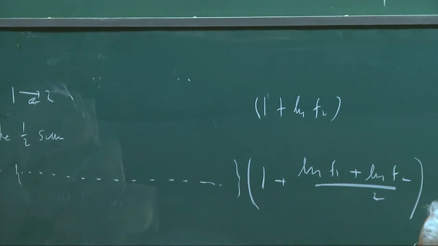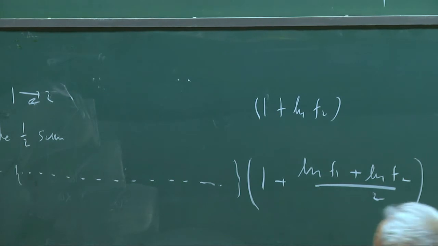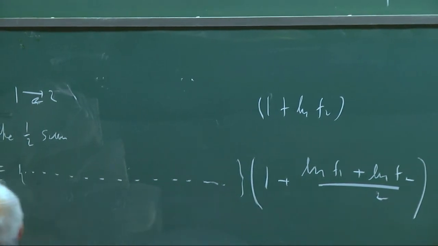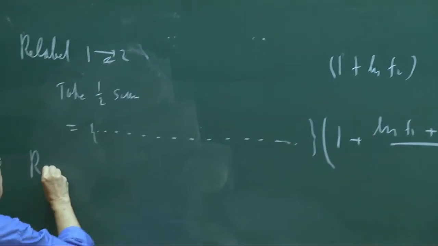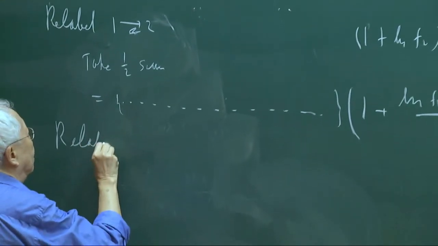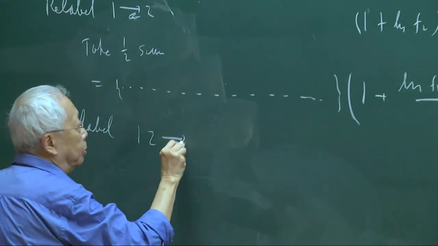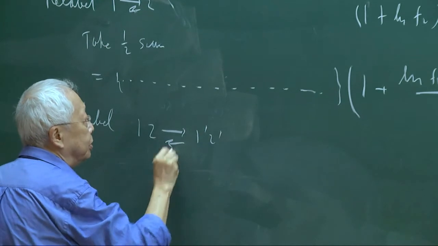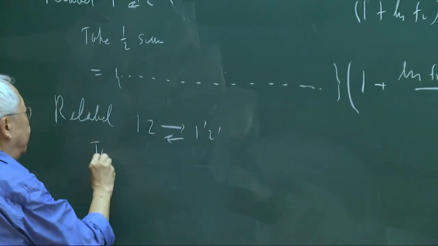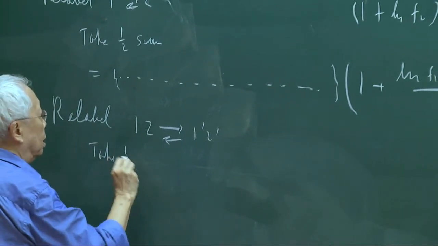Then now I know that I can do something else. I can interchange 1, 2 and 1 prime, 2 prime. So now I relabel 1, 2 replaced by 1 prime, 2 prime, and vice versa. And again, take 1/2 the sum.